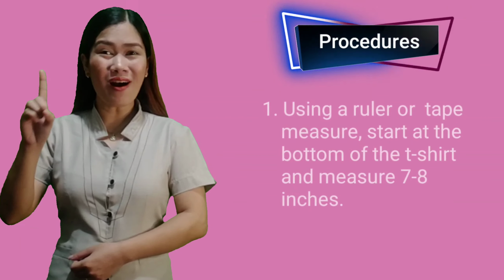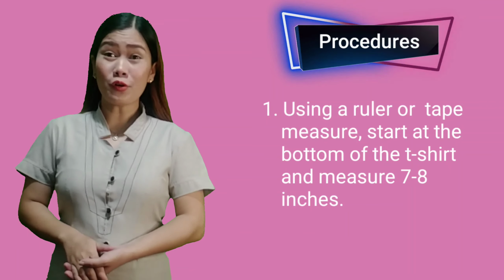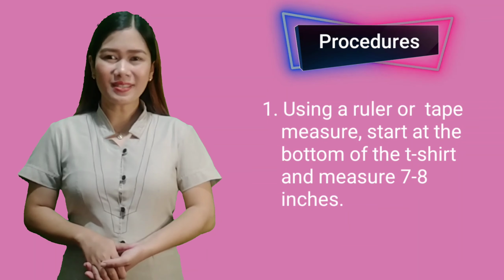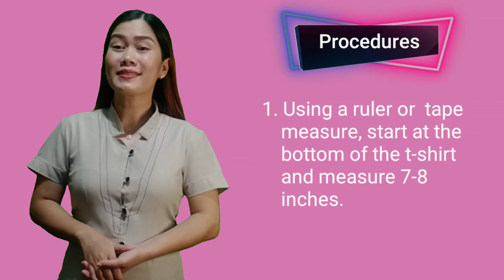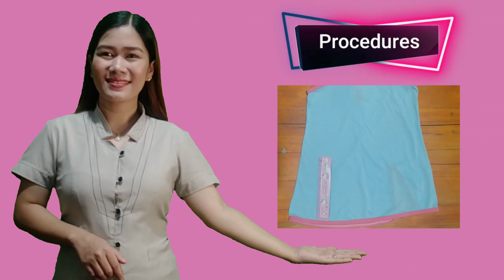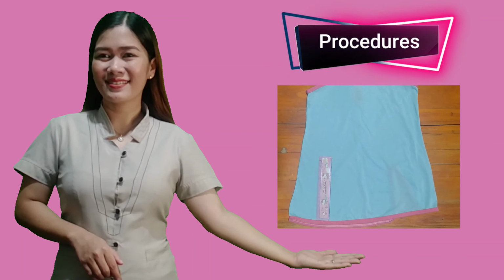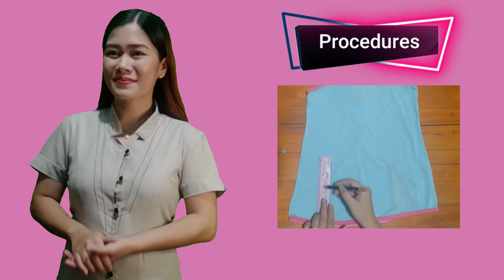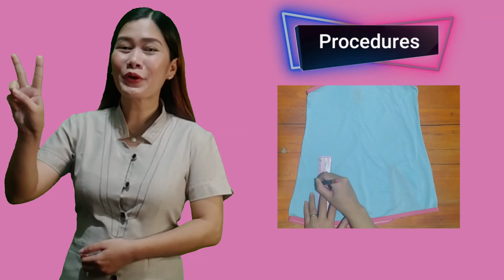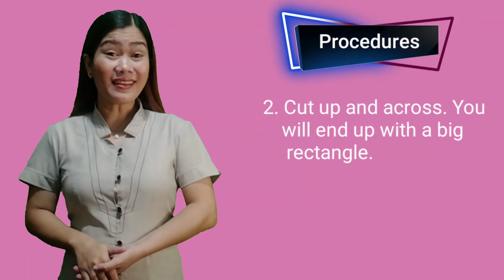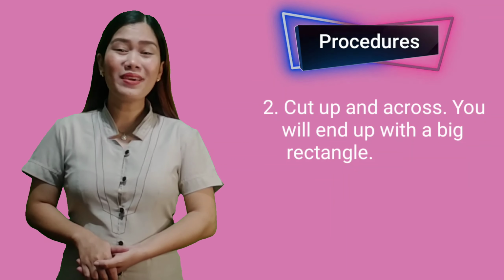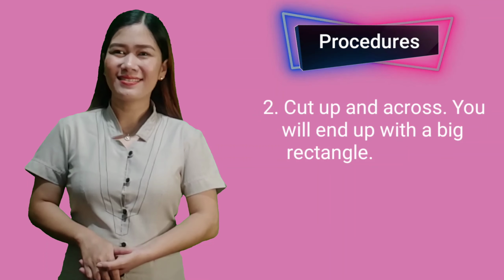Procedures. Number 1. Using a ruler or tape measure, start at the bottom of the t-shirt and measure 7 to 8 inches. Number 2. Cut up and across. You will end up with a big rectangle.